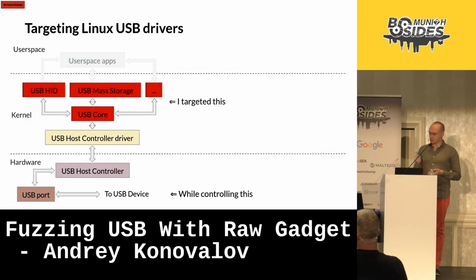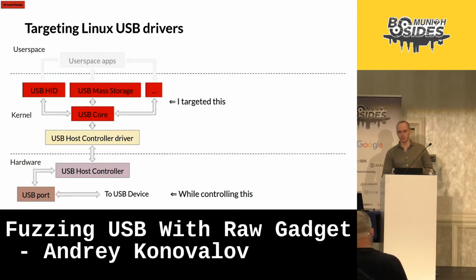So since I work with the Linux kernel, I targeted the kernel layer. The parts I was interested in are the USB core and the USB drivers. The reason I didn't really care about the host controller driver is because different Linux devices might have different host controllers. And I wanted to find bugs in the Linux kernel that would affect every Linux device there is. So I wanted to find bugs in the parts of the kernel that are present on every Linux device.